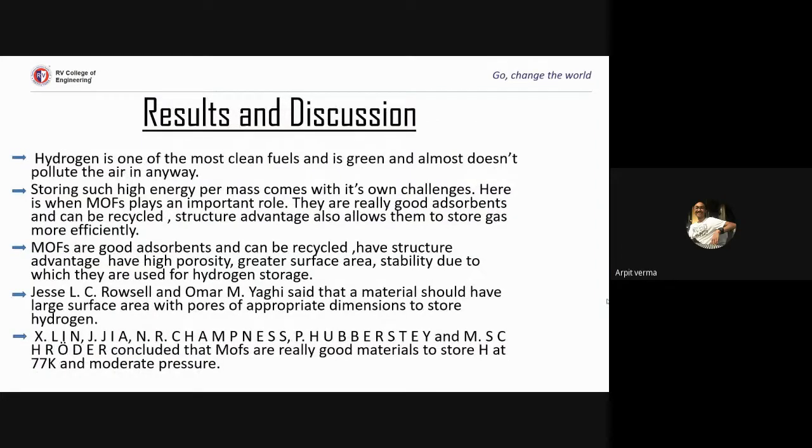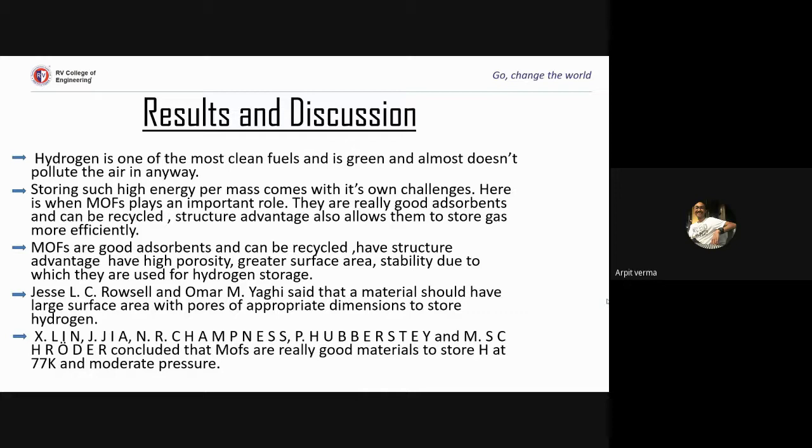So here are the conclusions that we have drawn from the research papers that we studied. Looking at the future, hydrogen is going to be one of the most important players in building a green economy. Hydrogen is a green fuel and it doesn't cause any pollution. Hydrogen, however, has the highest energy by mass ratio of any fuel, and as a result, storage is a tedious job. Here is where MOFs can be helpful.